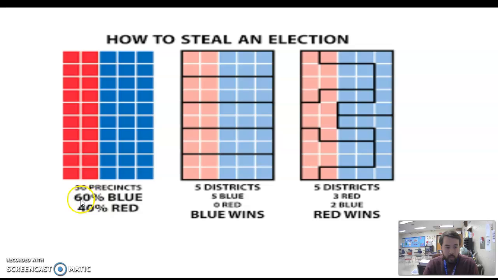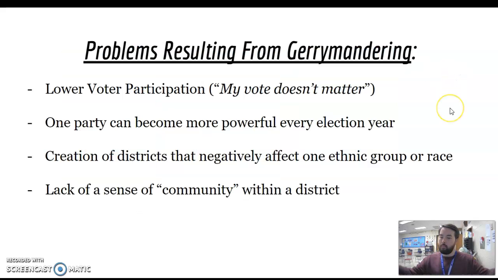So in this one, we've got 60% is blue, 40% is red. But when we start to draw our districts, you can draw it up where blue wins, and you can draw it up where red wins. The numbers don't change. The shape of the districts is what changed, and that can lead to different outcomes in elections.